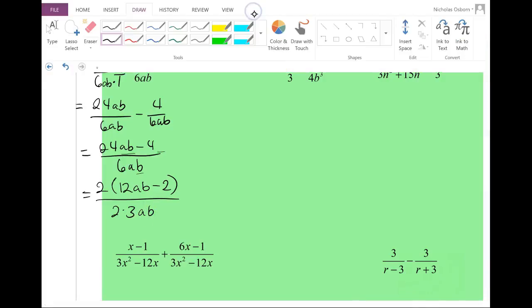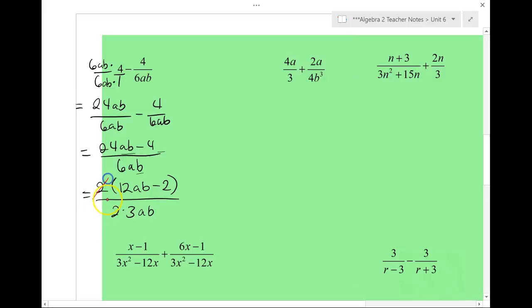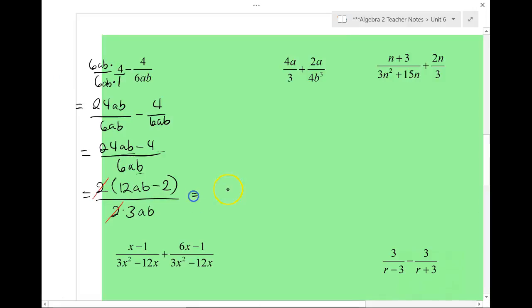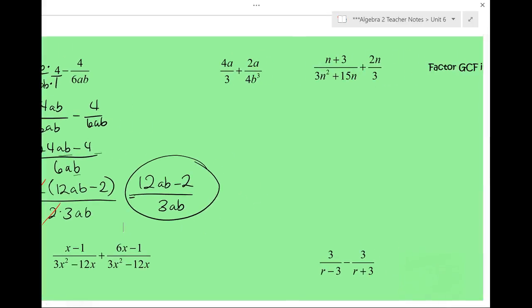And now, cancel the like factors. Well, I only have 1, 2 on the top, 1, 2 on the bottom, and nothing else is a like factor. So then I just write out what I have left. 12ab minus 2 over 3ab. And then that's it.